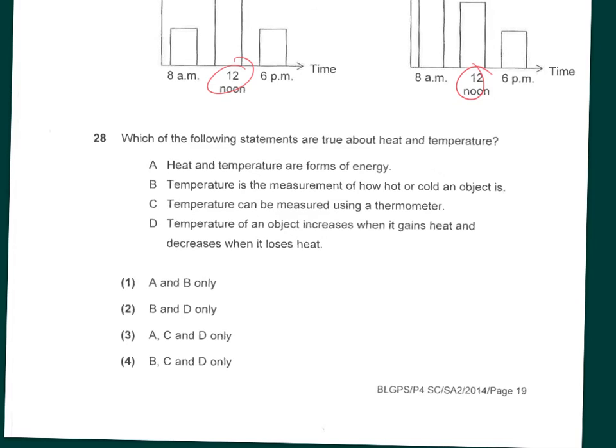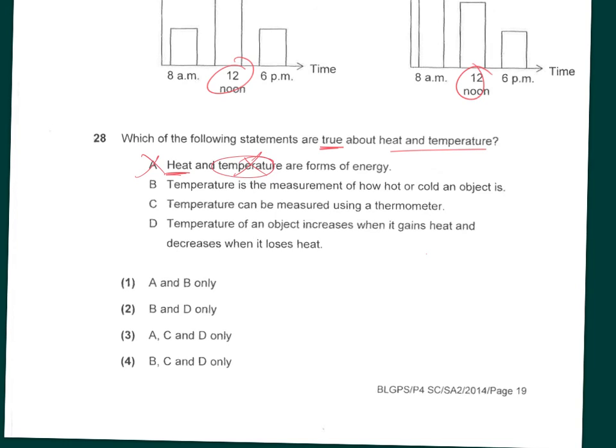Question 28. Which of the following statements are true about heat and temperature? True about heat and temperature. Option A, heat and temperature are forms of energy. Now, this statement here: heat is a form of energy, but temperature is not a form of energy. Temperature is a measure of the degree of hotness or coldness of an object. So in this case, this part of the statement here is wrong, so I will cross out option A.